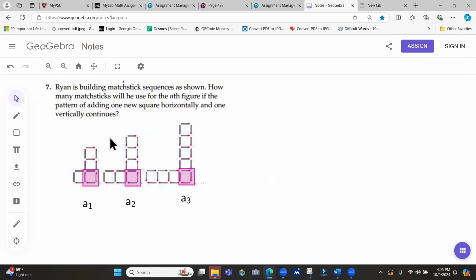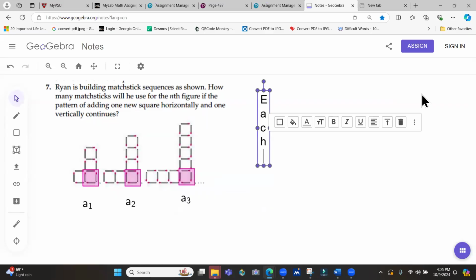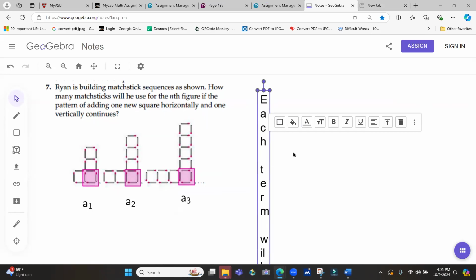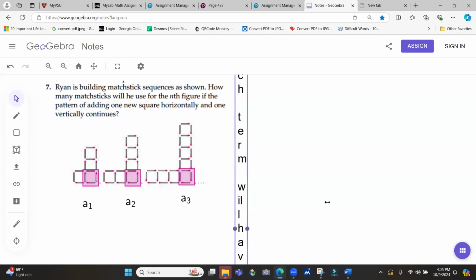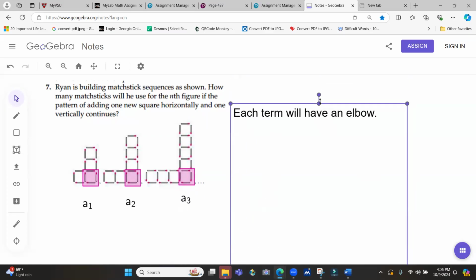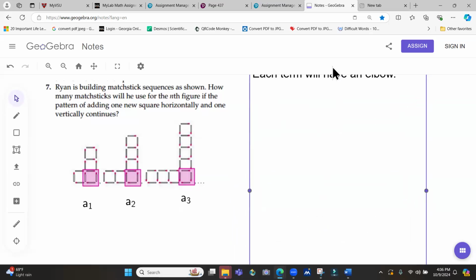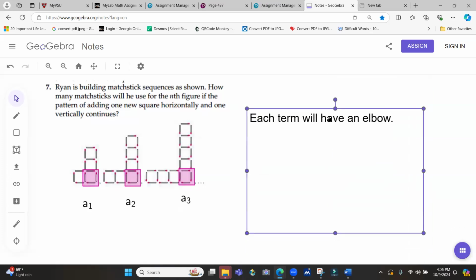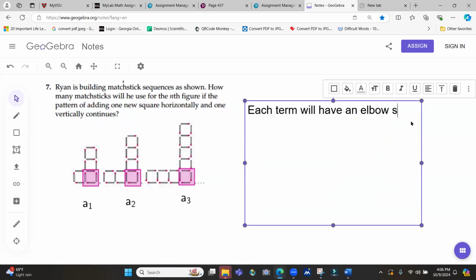So let's write it down. That's an important observation. Each term will have an elbow. I'm going to call it elbow square. And that square will need four matchsticks.